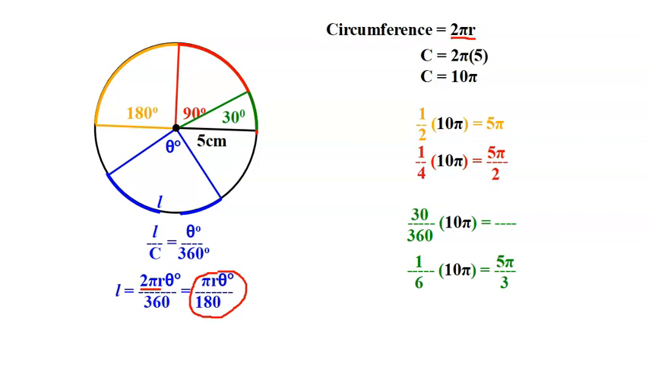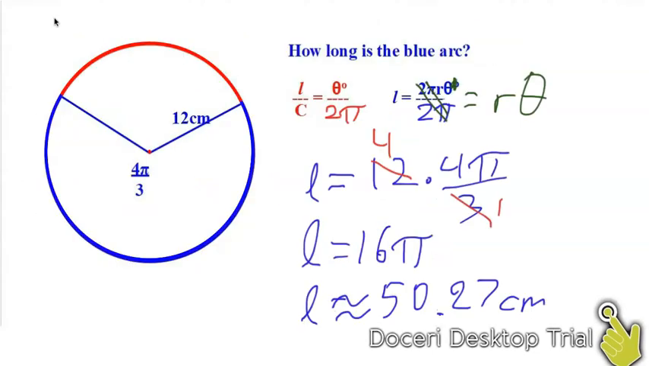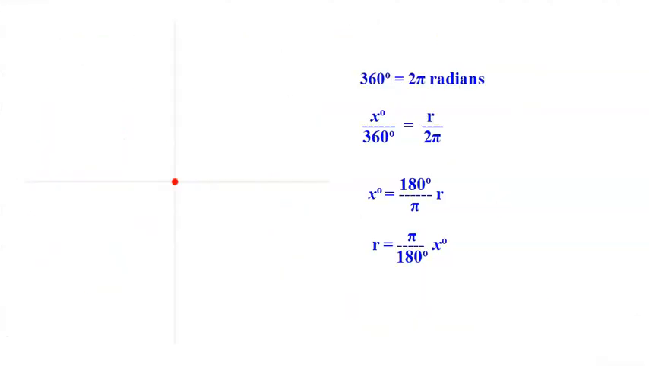Important things to remember. Number one, if you're looking at length, you want the distance around, and this is a proportion based on circumference. All right. So it's going to be the length of the arc over the circumference is equal to the measure of the angle over the measure of the entire circle. If you're looking at degrees, that's 360. If you're looking at radians, it's 2 pi.